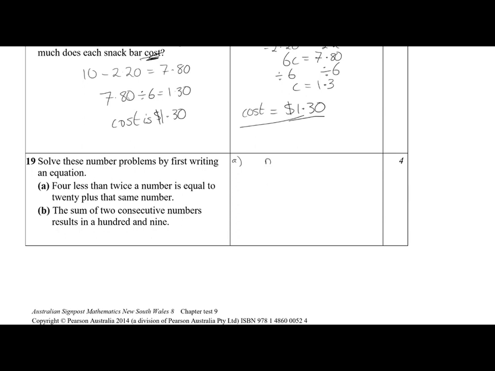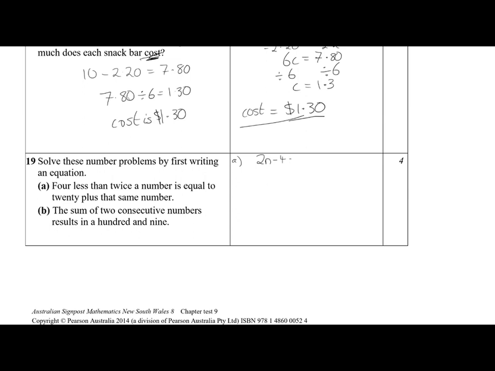So 4 less than twice a number. The order of this is important. So we need to think, well, it says 4 less than. Am I going to do that first? Am I going to put in a minus 4 here? Not really, because it's 4 less than twice a number. So we need to think about, well, how do we write twice a number? If we know a number is n, twice that number is 2n. If we want 4 less than that, we take away 4.